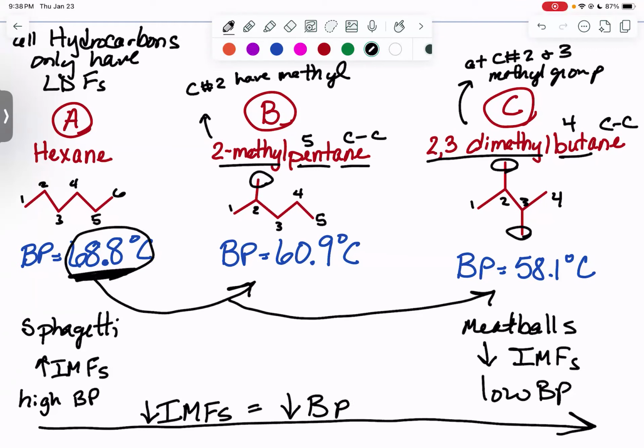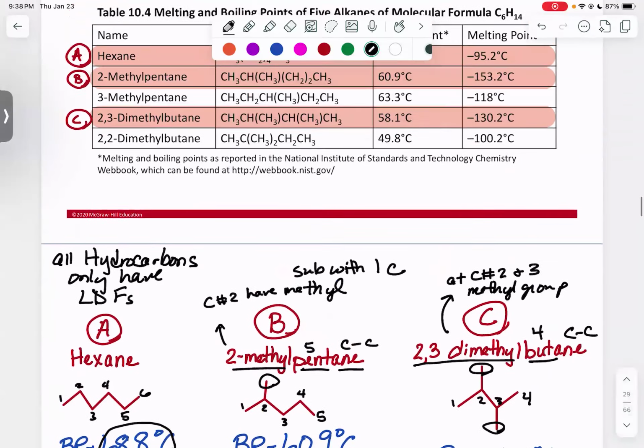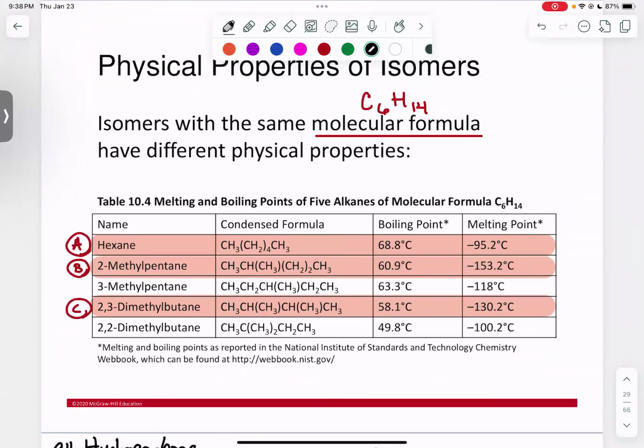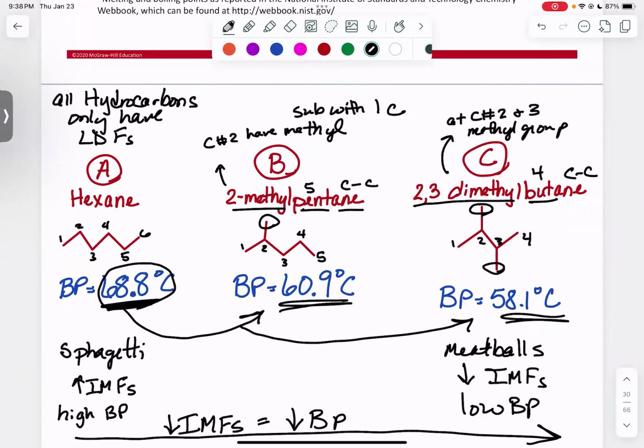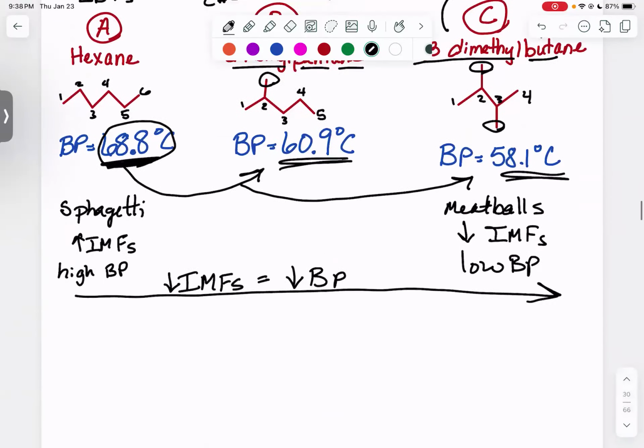And is that true? Well, I go from 68.8 to 60.9 to 51.1. So yes, that's true. So this is what you need to be able to do and analyze looking at a table like this. So it takes a little bit of practice, but you'll get it.